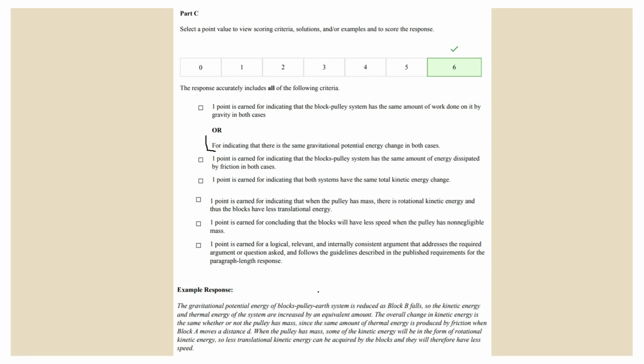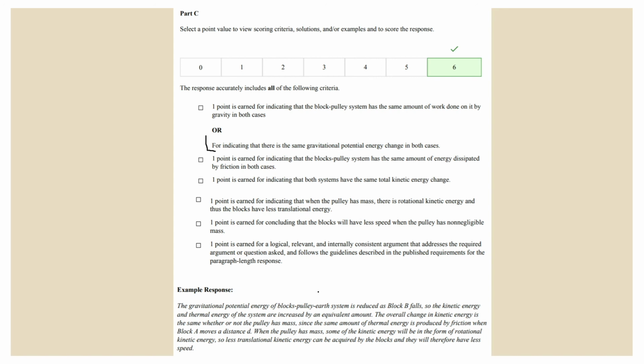The example response says the gravitational potential energy of the block's Earth pulley system is reduced as block B falls, so the kinetic energy and thermal energy of the system are increased by an equivalent amount. The overall change in kinetic energy is the same whether or not the pulley has mass, since the same amount of thermal energy is produced by friction when block A moves a distance d. When the pulley has mass, some of the kinetic energy will be in the form of rotational kinetic energy, so less translational kinetic energy can be acquired by the blocks, and they will therefore have less speed.